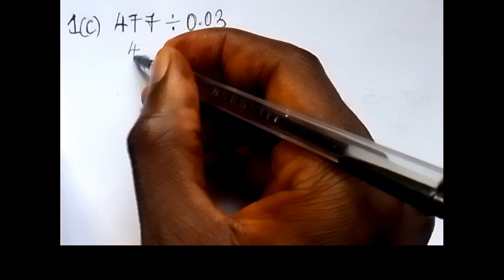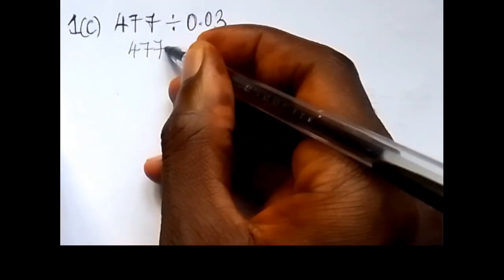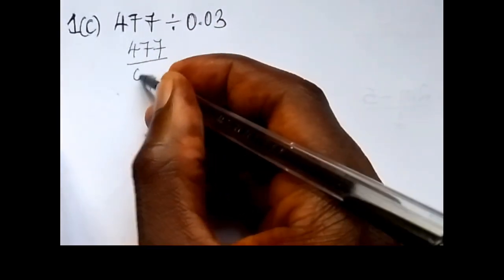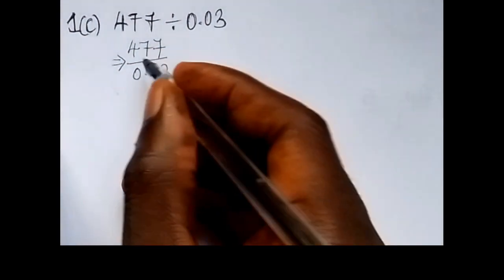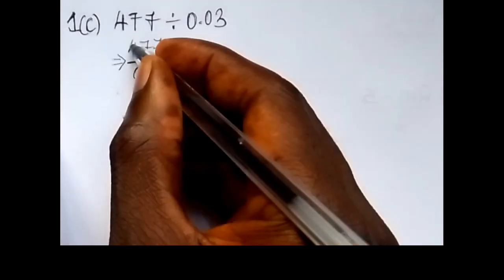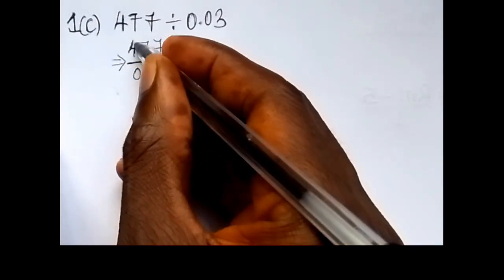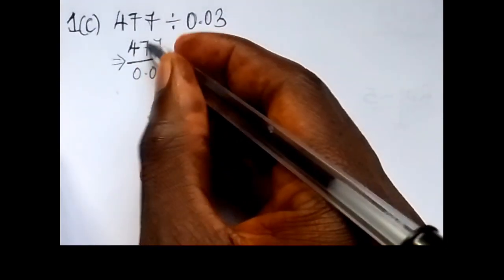So we're going to say 477 over 0.03. So when we write it like this, we haven't changed anything. All we're just showing is division in another form, 477 over 0.03.